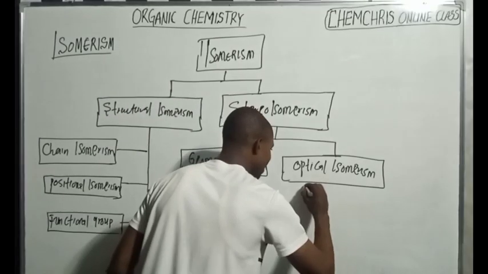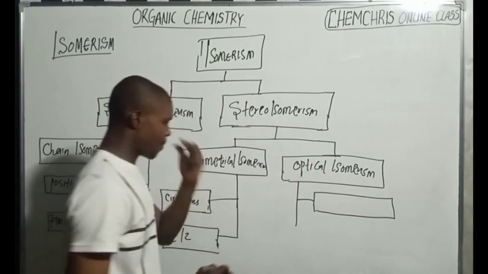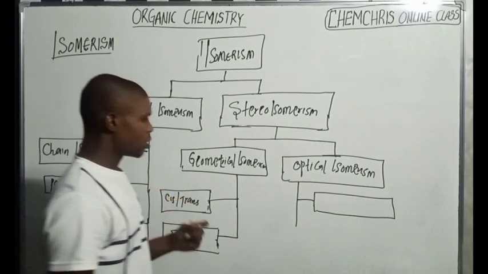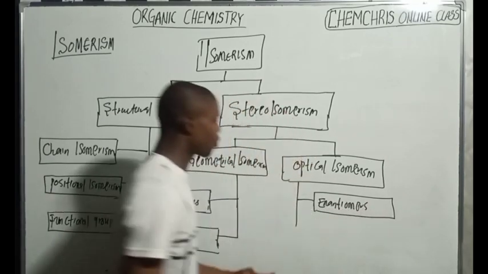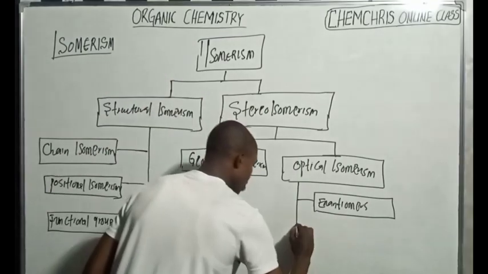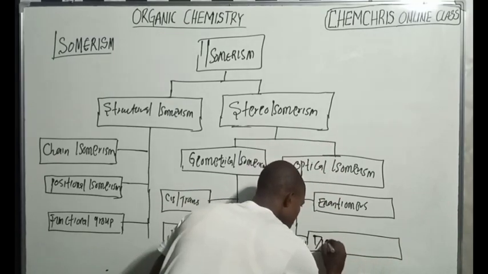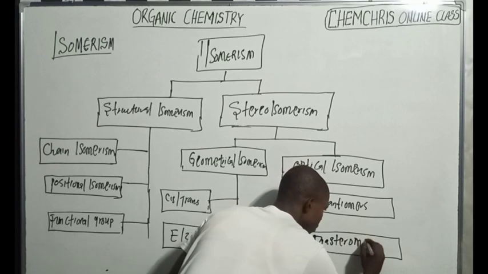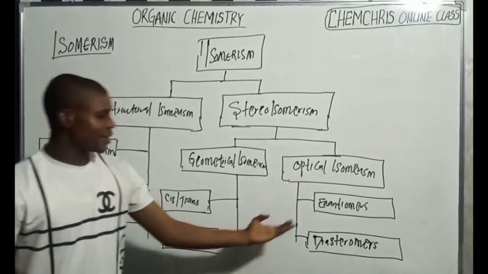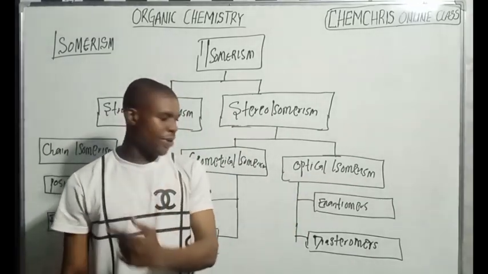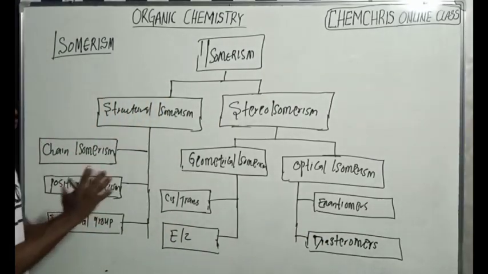Now, this optical isomerism, here we have different forms of them. Here we have what we call enantiomers. Here we also have what we call diastereomers. So this optical isomerism is divided into two main parts: enantiomers and diastereomers. Do you understand? So these are the various forms of isomerism.